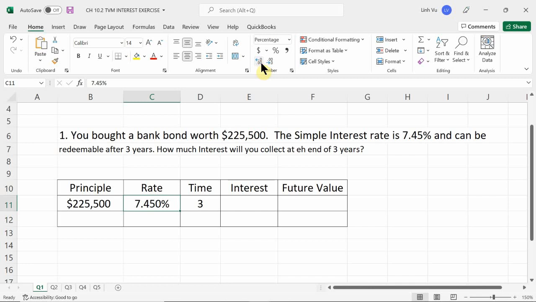We put the rate of the 7.45. And it's going to give us the number, correct? Yes, all these numbers are given. Okay. Do you want me to give it to you? Mm-hmm. Okay.